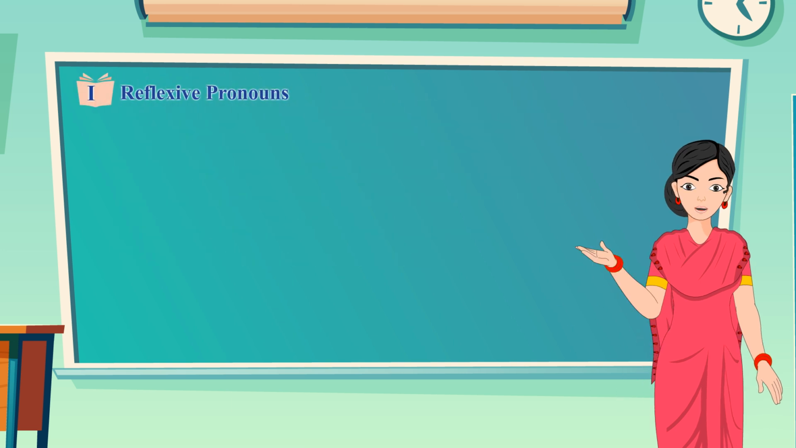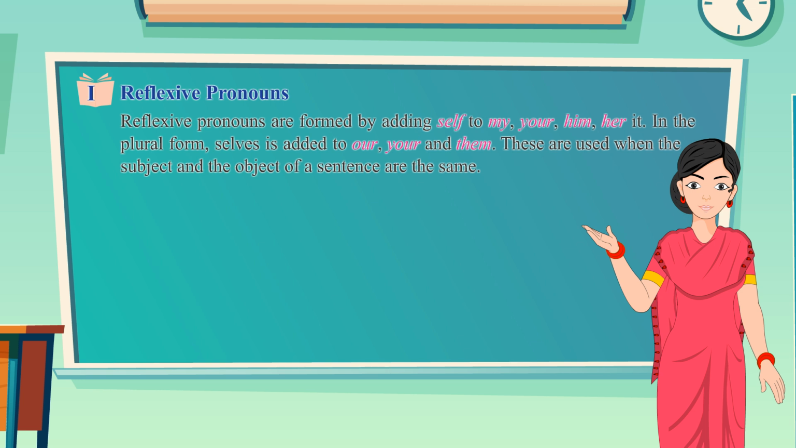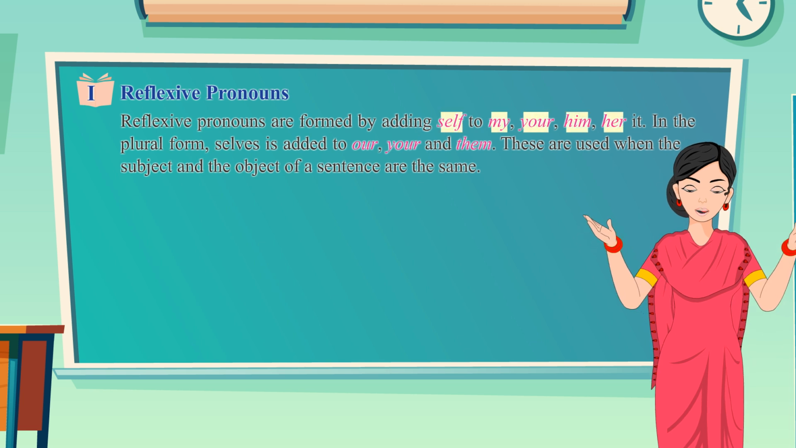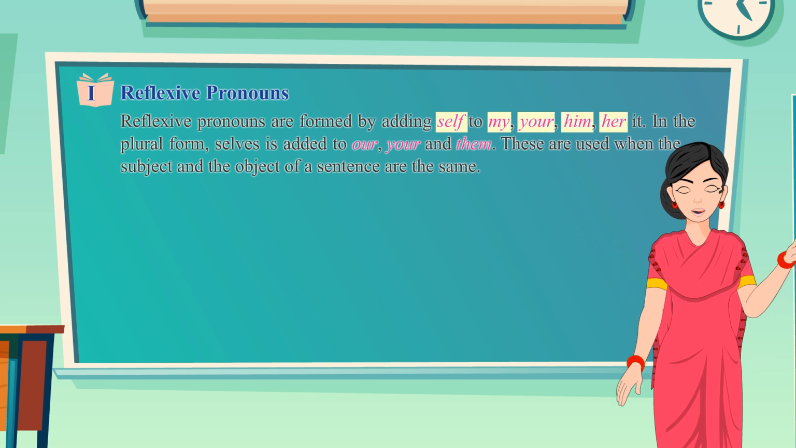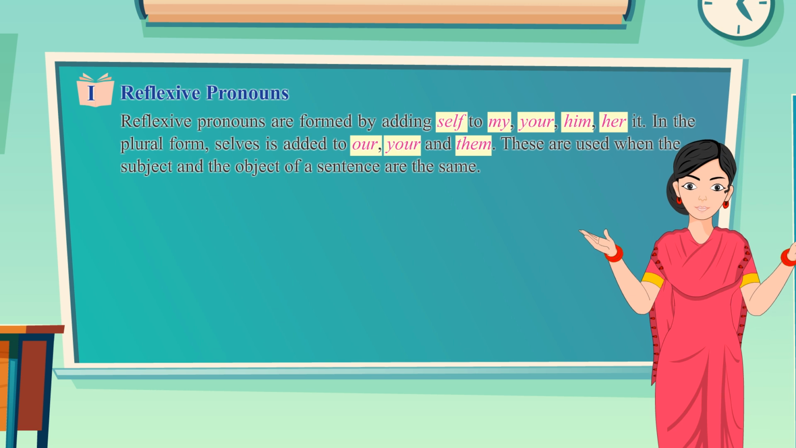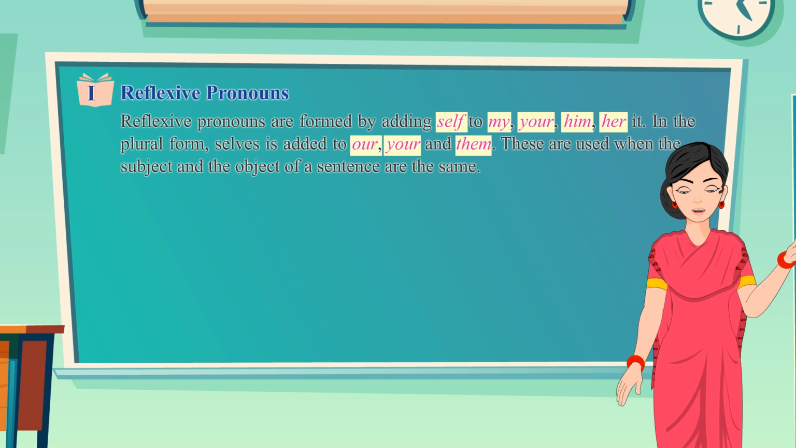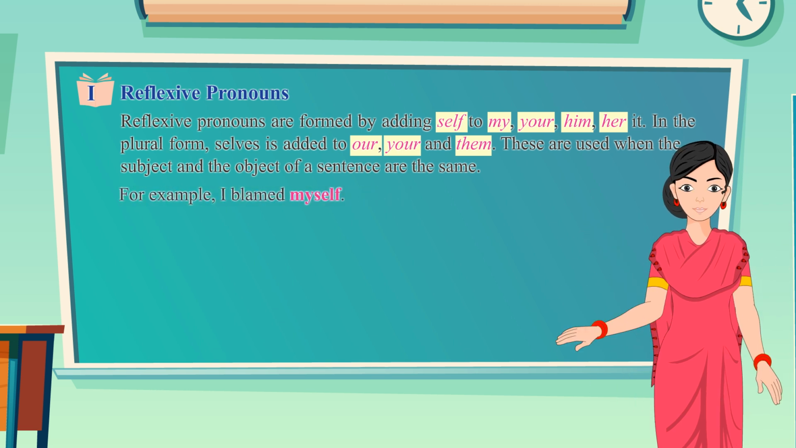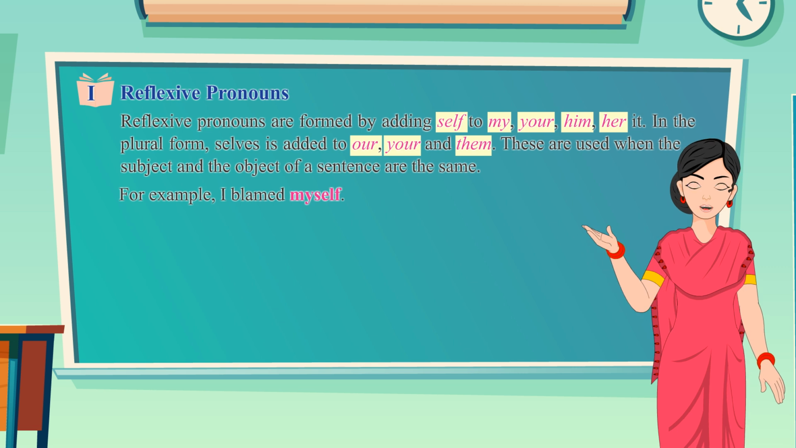Reflexive pronouns. Reflexive pronouns are formed by adding self to my, your, him, her. In the plural form, selves is added to our, your and them. These are used when the subject and the object of a sentence are the same. For example, I blamed myself.